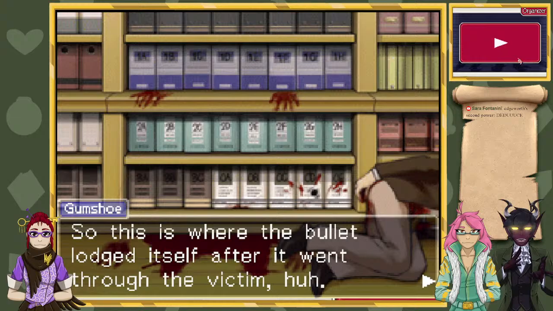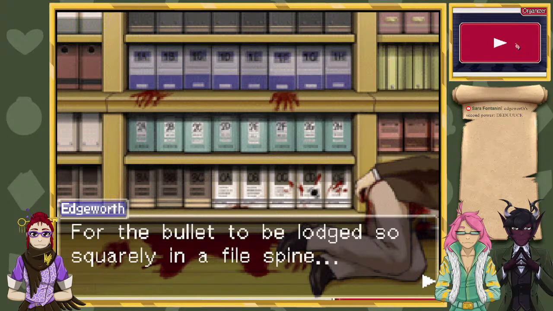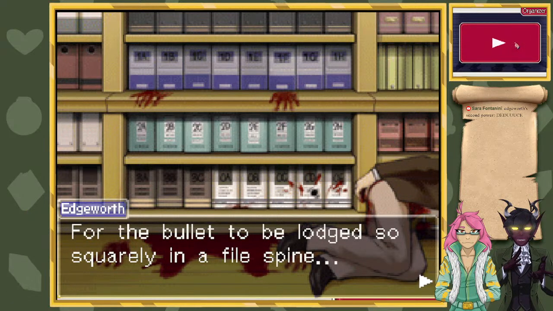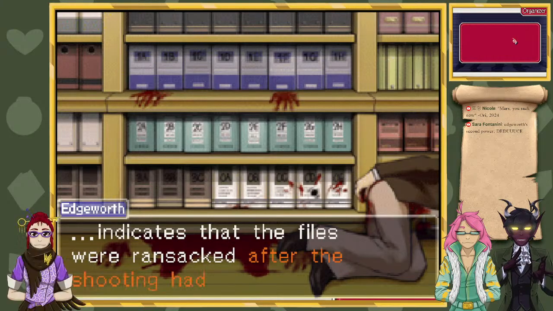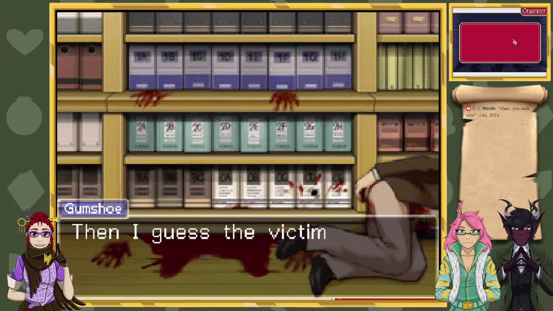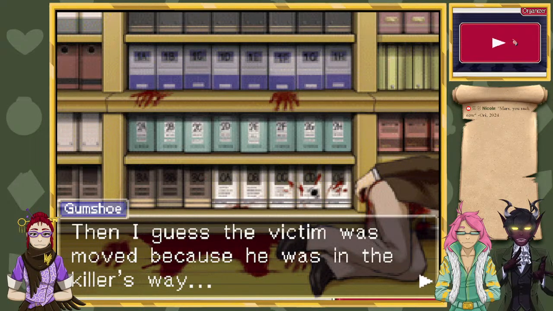So this is where the bullet lodged itself after it went through the victim, huh? For the bullet to be lodged so squarely in a file spine, it indicates that the files were ransacked after the shooting had occurred. And I guess the victim was moved because he was in the killer's way. Bam! Get out of the way!